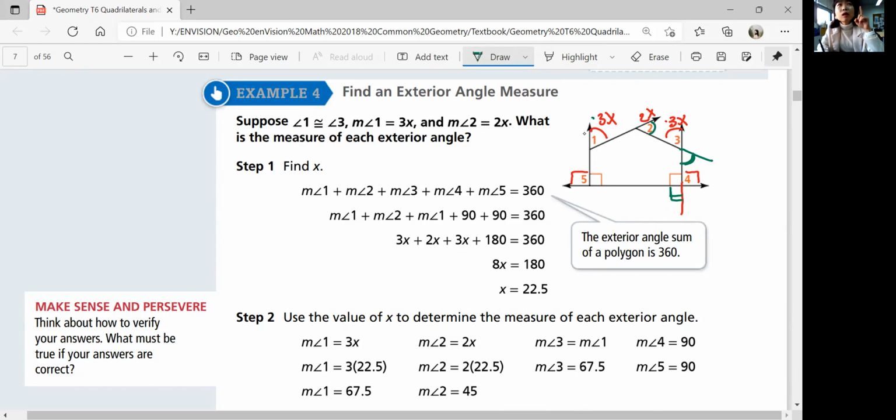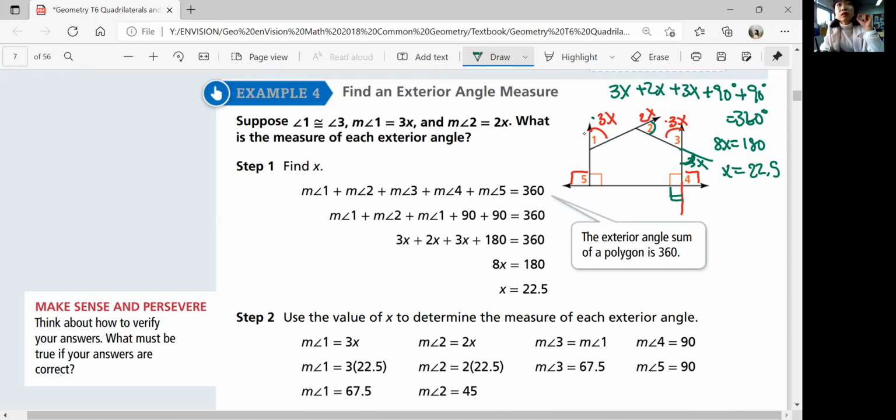Starting from 1, the sum of exterior angles should be 360, right? So 3x plus 2x plus 3x, because they're vertical angles, that could also be 3x, plus 90, and then 5 is 90, would be 360 degrees. Then you can add the like terms. 3 plus 3 plus 2 is 8, so 8x, and 90 plus 90 is 180. Subtract that from 360, and you get 180 equals 8x. And x is 180 divided by 8, which is 22.5. So x is 22.5.